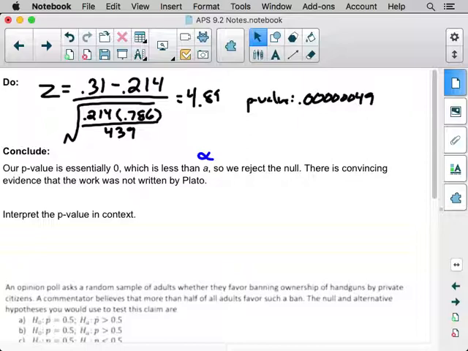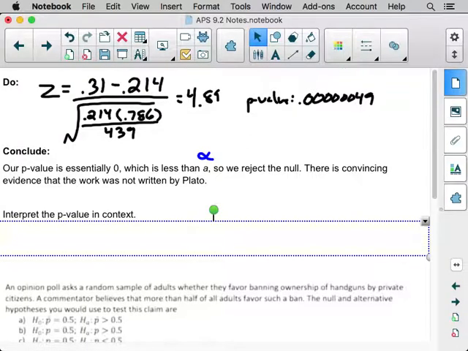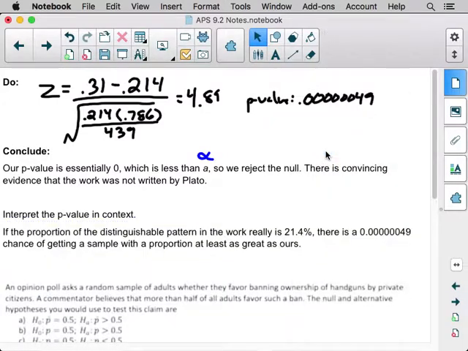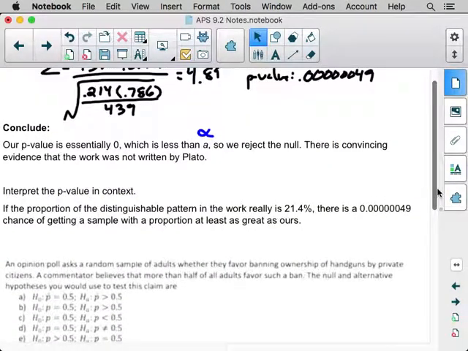0.214. Yeah, so the null being true would be if the true proportion really is 0.214 of the times that this pattern exists in this work, there is this percent chance of getting a sample proportion at least as big as ours. So again, that's why we reject the null, because it is so utterly rare that this would happen.